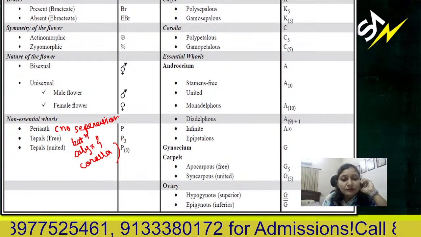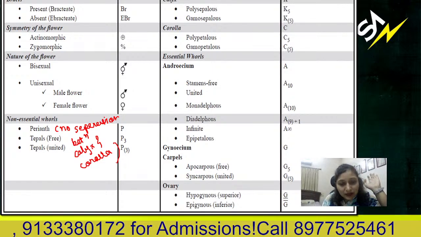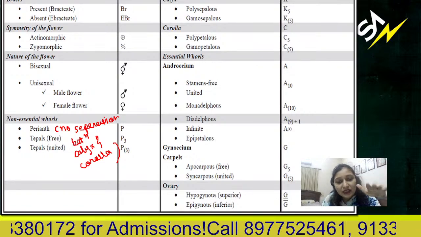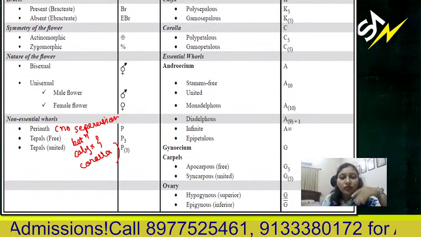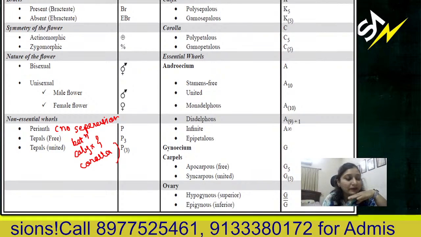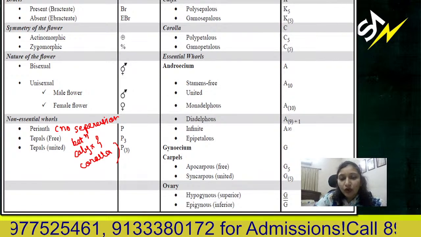Then gynoecium: if carpels are free or united, apocarpous and syncarpous. Ovary hypogynous and epigynous, superior and inferior. So you need to draw a line below G or above G. So these are the symbols. Accordingly, we can make the floral formula.